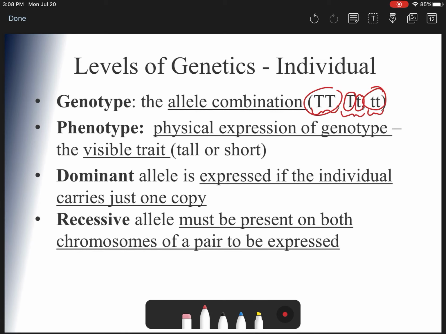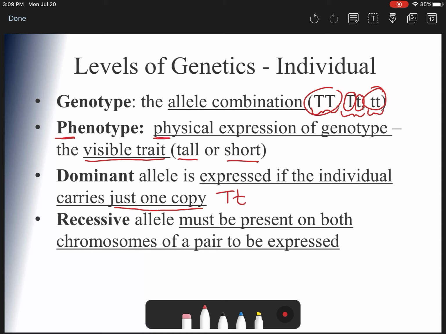Now, your phenotype is the physical expression of that genotype, or what it looks like, the visible trait. So if you just think of phenotype as the physical expression of that genotype, that tells you what the visible trait is going to be. Are you going to be tall or are you going to be short? Okay, so make sure you know the difference between those, because we'll be using those terms quite a bit. Dominant and recessive refer to what type of allele that you inherited. Now, dominant alleles, they can be expressed only if you just have one copy.